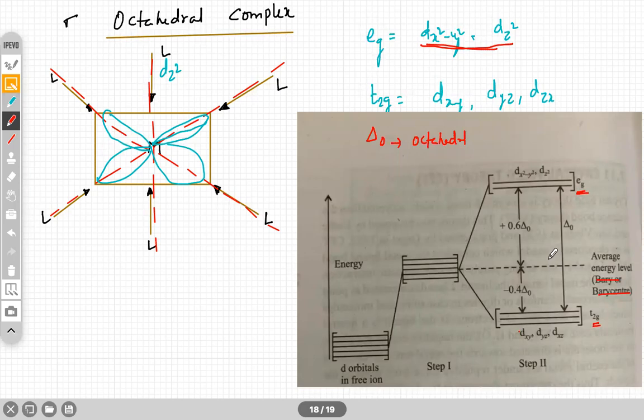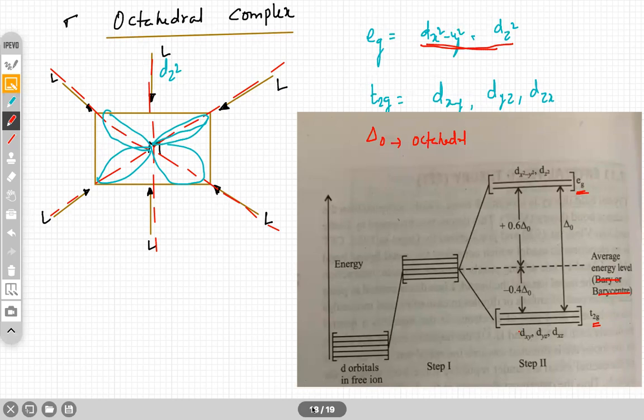See, this delta O value depends upon the complex. It is not fixed for all the complexes. Okay, sir, I'll give you one example if you want. This delta O, I'll come to this. Just give me some time, otherwise everything will mess up.